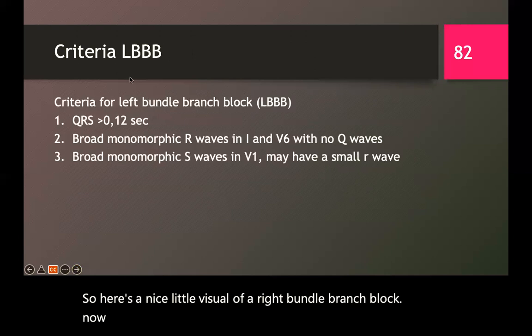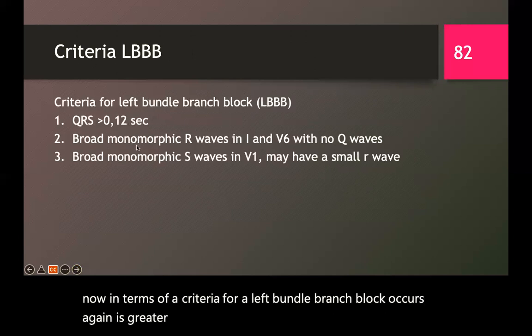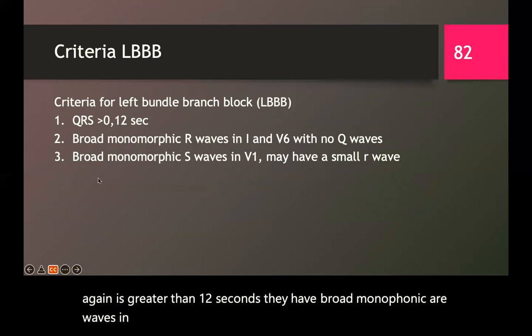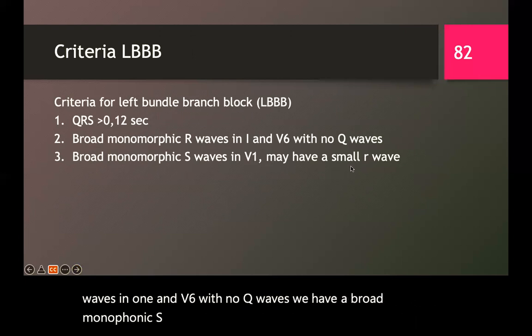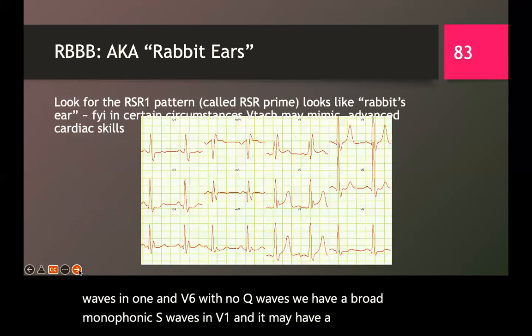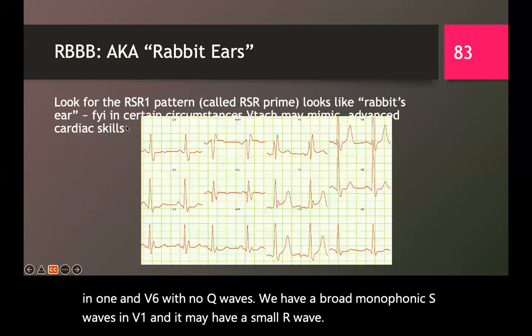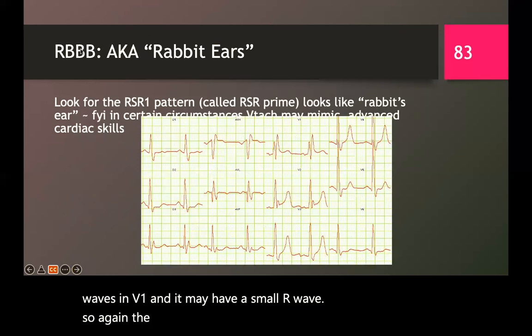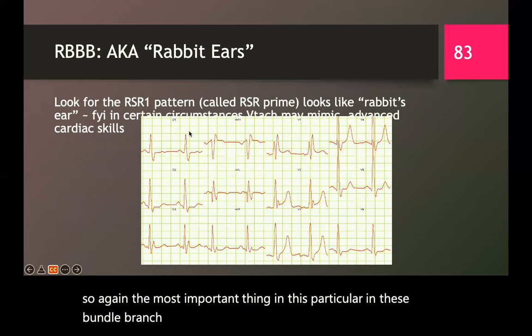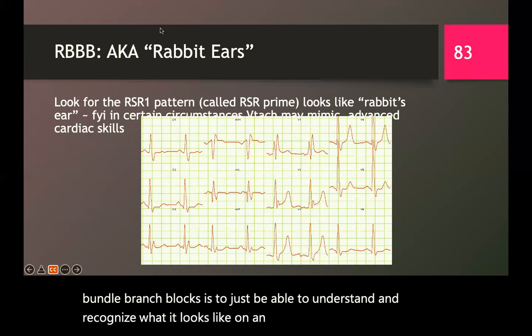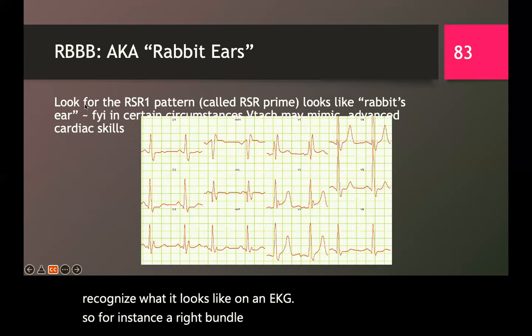Now, in terms of criteria for a left bundle branch block, the QRS, again, is greater than 0.12 seconds. They have broad monophasic R waves in 1 and V6 with no Q waves. We have a broad monophasic S wave in V1, and it may have a small R wave. So again, the most important thing in these bundle branch blocks is to be able to understand and recognize what it looks like on an EKG. For instance, the right bundle branch block tends to look like a rabbit ear in certain circumstances.